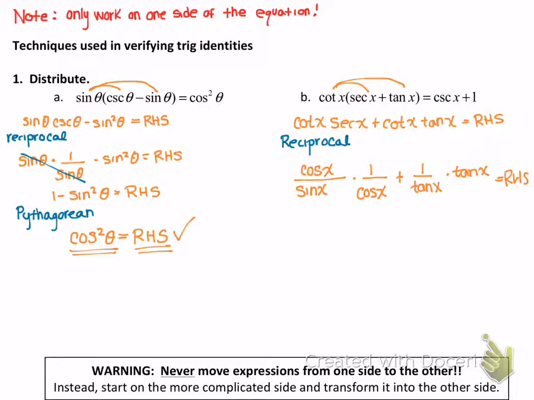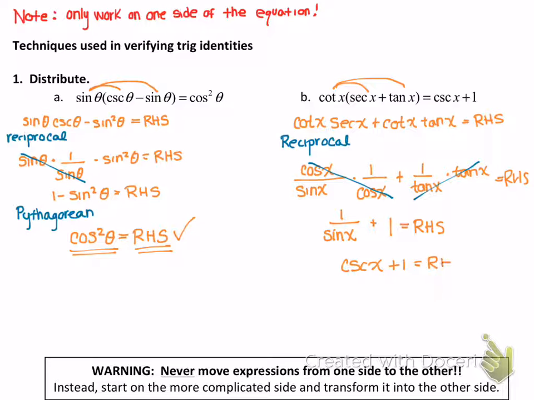So now we can cross off some things. So we have cosine over cosine and tangent over tangent. So we are left with 1 over sine of x plus 1, which is equal to our right-hand side. So we need it to be cosecant, but we know that 1 over sine is cosecant. So we have exactly that, but we need to write it just like this one more time.